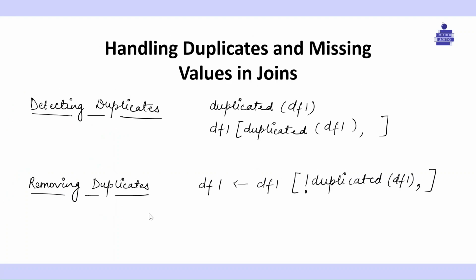The last topic is handling duplicates and missing values in joins. The first step is to detect duplicates. Before removing the duplicates, we need to detect where they are. The syntax for it is duplicated. This shows the duplicate rows in the data frame 1. Then when we know where duplicates are, we need to remove them. This statement removes the duplicates from the data frame 1 that we are having.